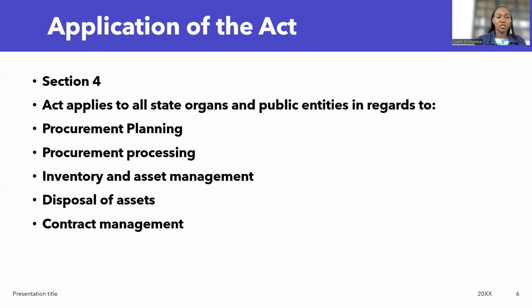activities. So within part 1, you also looked at section 4. Section 4 talks about the application of the Act. As earlier said, this Act applies to all state organs and public entities. But where does it apply? It doesn't apply in everything. It applies to procurement planning. So this Act will guide a state organ or a public entity in regards to procurement planning, procurement processing, inventory, and asset management. We talk of disposal of assets and contract management.